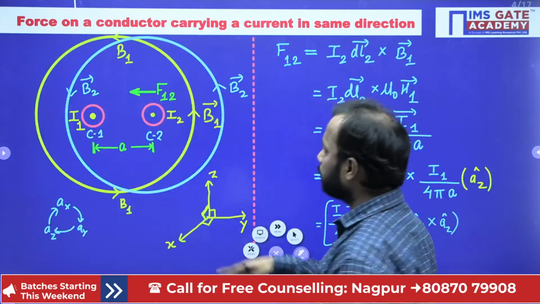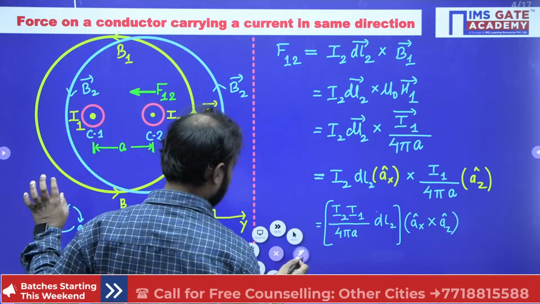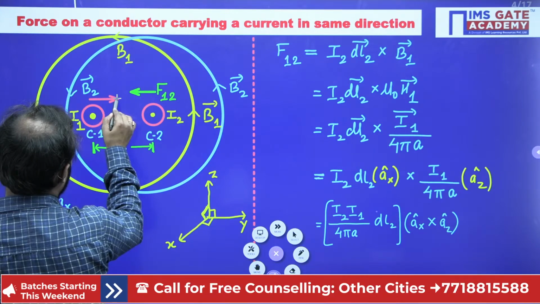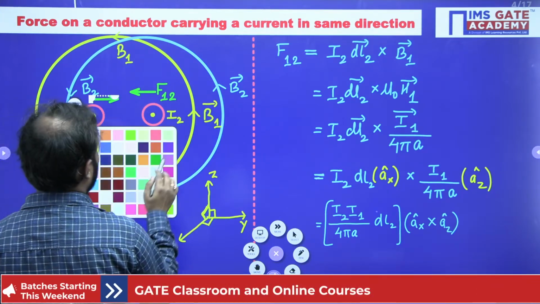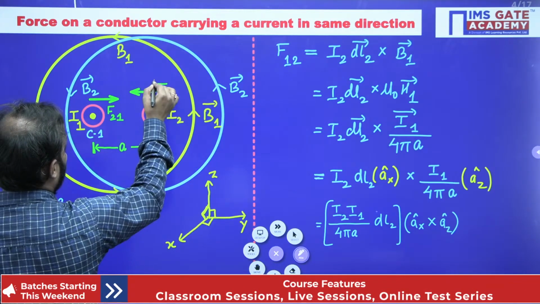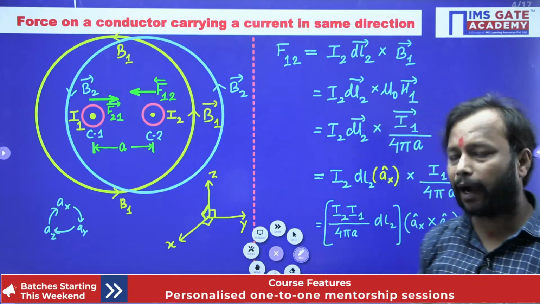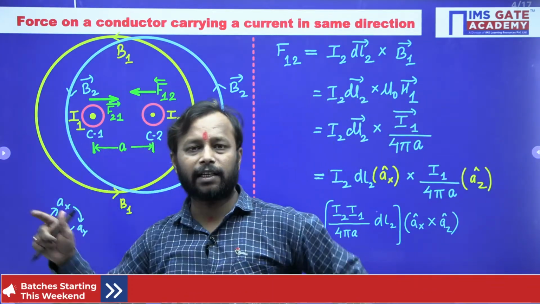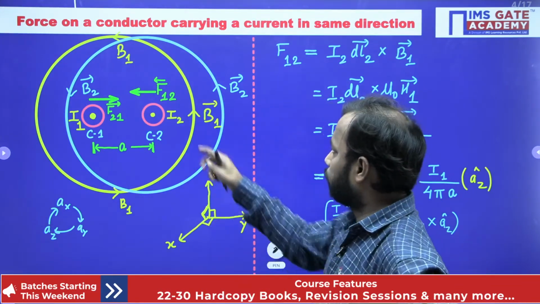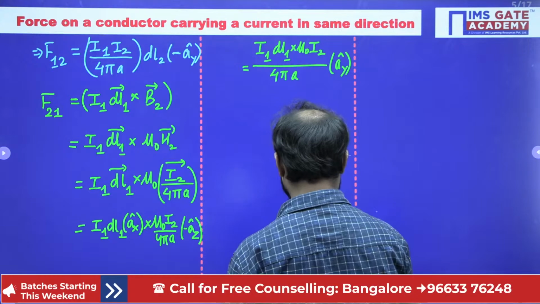Alright. So plus AY means what? The force on this conductor will be in the Y direction. So here the force will be in this direction. So this is F21. Now it is very clear that whenever current is in the same direction in two conductors, the conductors are going to have a force of attraction. Therefore, let me write the conclusion here.